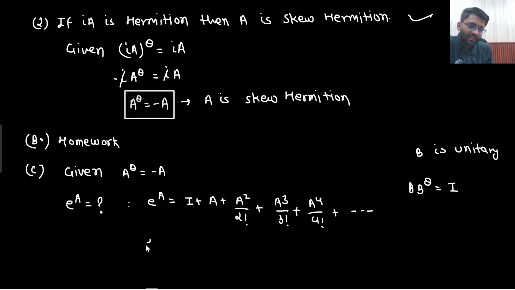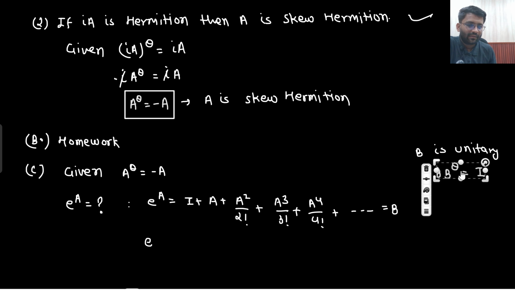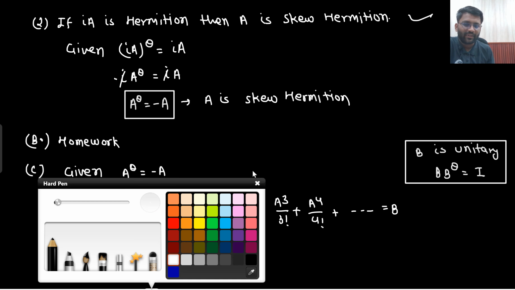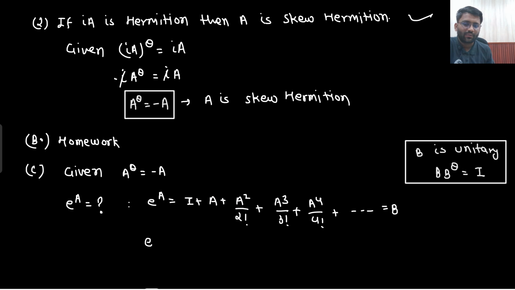So can I calculate? This is my matrix B only, okay? E to the power A is nothing but I am assuming my matrix B. So this I already know, and I am assuming my matrix as B. E to the power A is nothing but B. So what am I calculating now? B theta, or I can write down E to the power A theta.